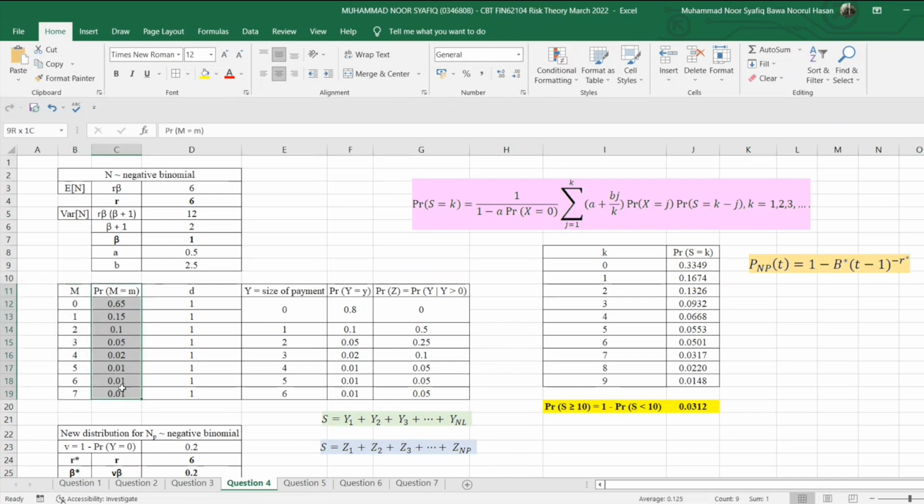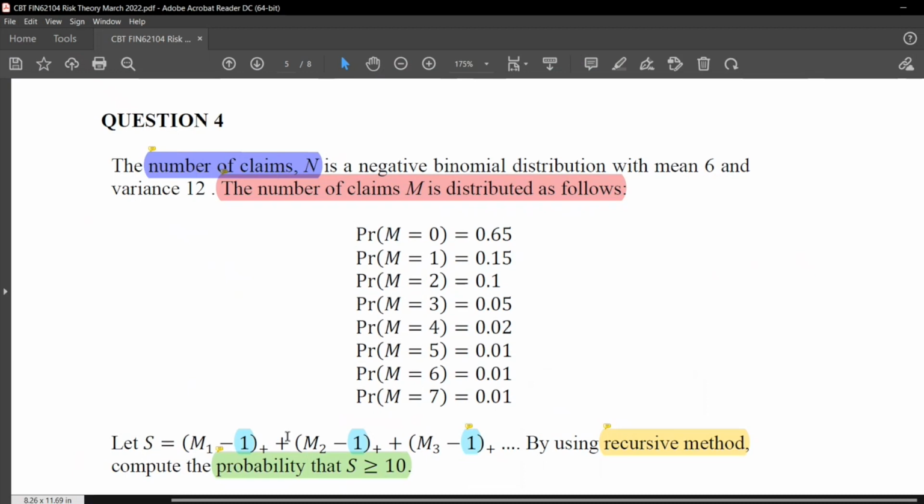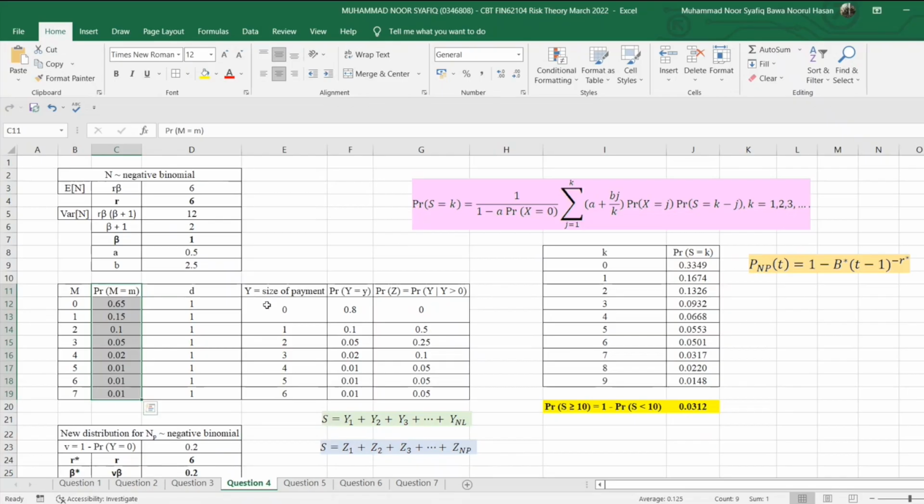As we see in the question, it is in the form of payment. So we can decide whether we want to use Y, which is the payment per loss, or Z, which is the payment per payment, in order to find the final answer, which is the probability the aggregate losses are more than or equal to 10. So d in this case is equal to 1, which is the deductible just now.